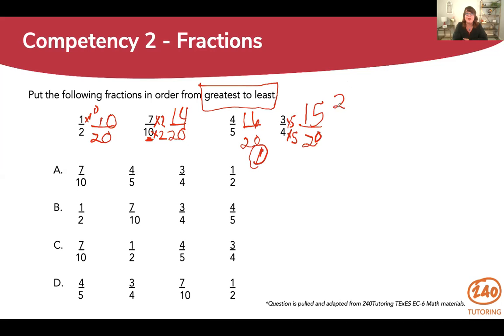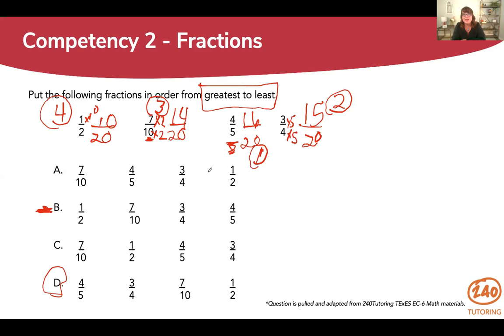And then I have 2 would be 15 20ths. 3 would be 14 20ths. And the least would be 10 20ths. So I know first in my list, I'm looking for 4/5. Well, right there, D is the only one that has 4/5 first. I can quickly check. 3/4 should be second, 7/10. Now I want to point out some things to you. Notice if you didn't read this carefully and did least to greatest, that answer choice is there. That answer choice is there.